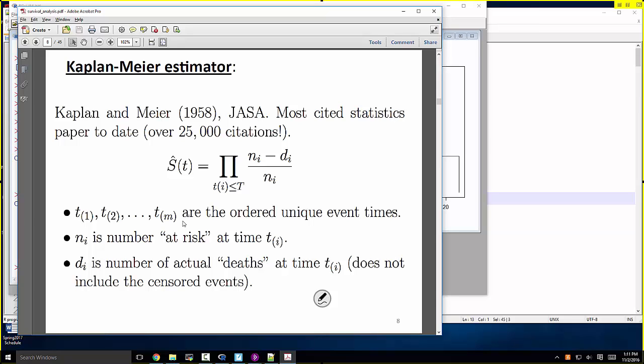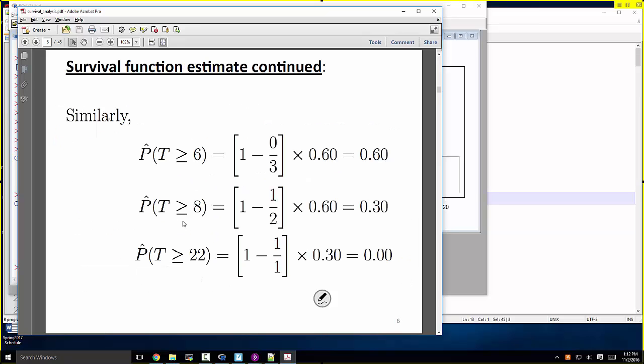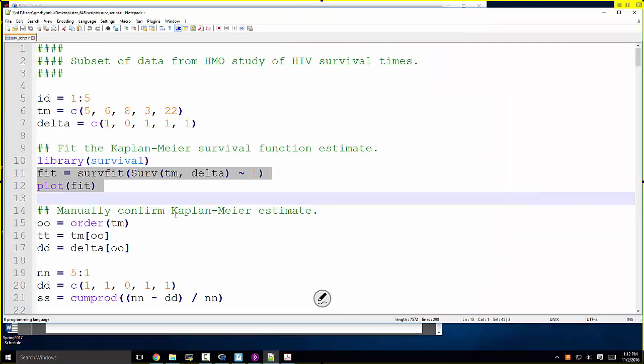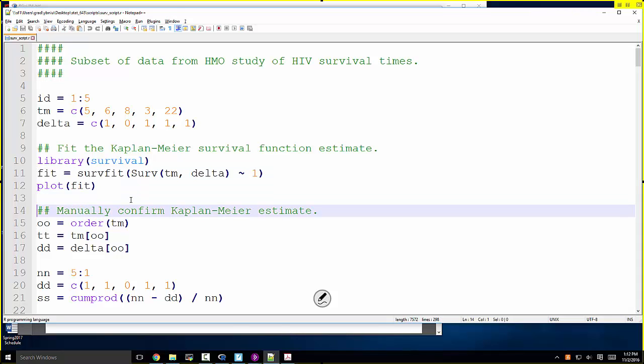It is a product. At time t, it's a product over all the time points up to and including time t of how many people survived divided by how many people were at risk. So this is a compact version that reproduces all these calculations that we made. And we can use that to manually confirm the Kaplan-Meier estimates.